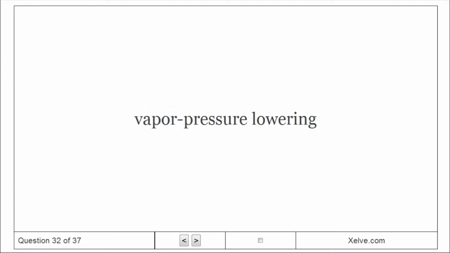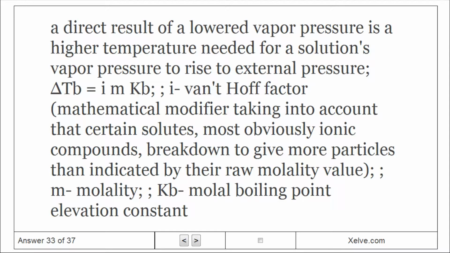Vapor pressure lowering. Boiling point elevation: a direct result of a lowered vapor pressure is a higher temperature needed for a solution's vapor pressure to rise to external pressure. ΔT_b equals i m K_b, where i is the van't Hoff factor, m is molality, and K_b is the molal boiling point elevation constant.